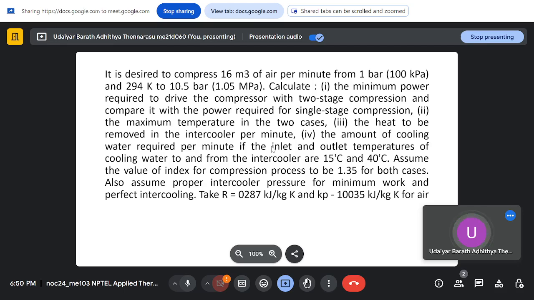So, two more problems on compressors. First, it is desired to compress 16 meter cube of air per minute from 1 bar, which is 100 kilopascal, and 294 Kelvin, to 10.5 bar, which is 1.05 megapascal. Calculate the minimum power required to drive the compressor with two-stage compression and compare it with the power required for single-stage compression.